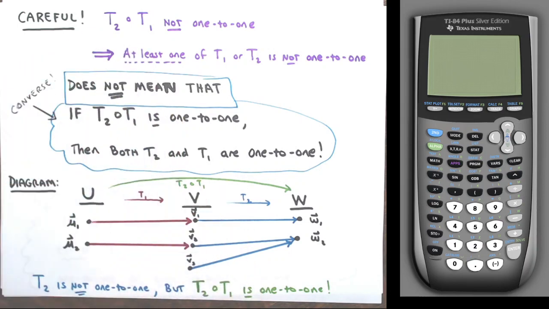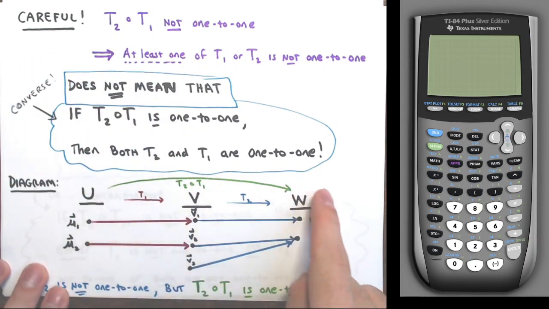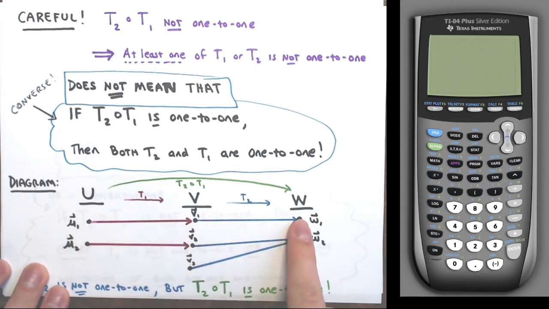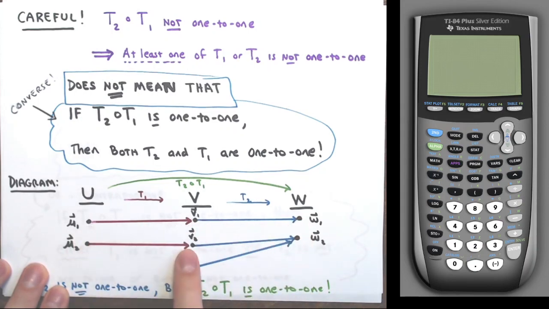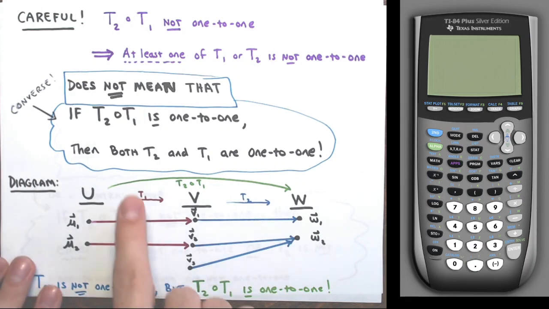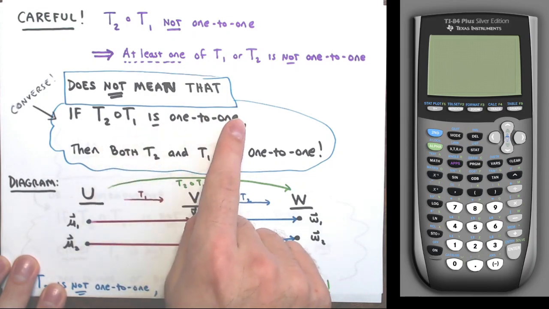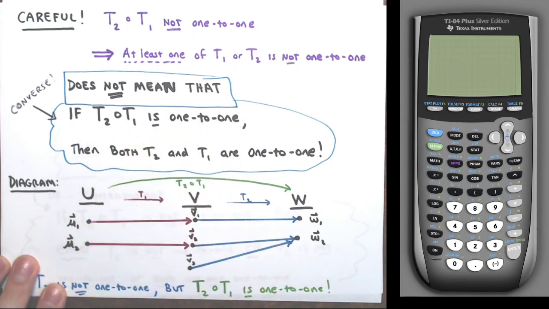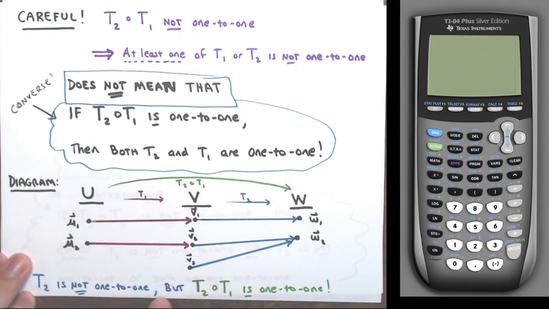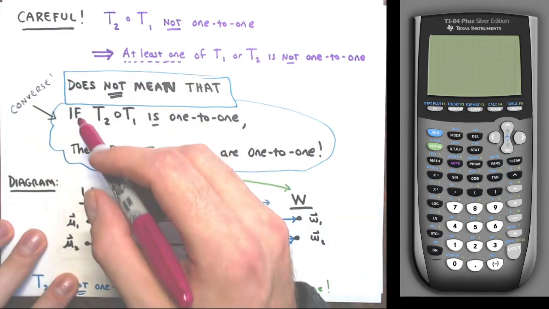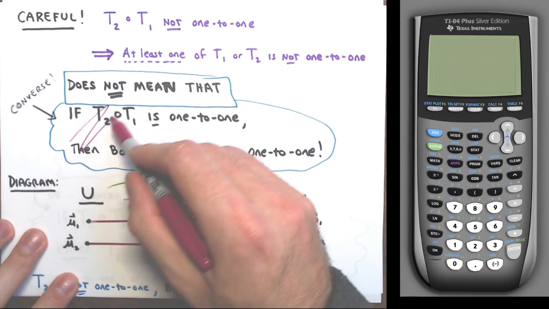But look at the composition. Look at from U to W. See how U1 goes to W1, U2 goes to W2. Different inputs are going to different outputs. So here we see the hypothesis is true, right? I have a composition that's one-to-one, but not both of T2 and T1 are one-to-one, right? T2 is not one-to-one, but the composition is still one-to-one. So again, the converse of my original statement where I just switch them, that is not true.